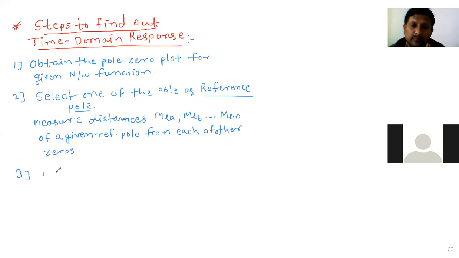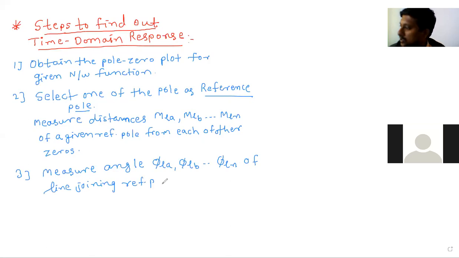Third point, measure angles phi LA, phi LB up to phi LN of the line joining the reference pole to each zero. जसं तुम्ही डिस्टन्स काढलं तसं अँगल काढायचे. अँगल कोणामधला, प्रत्येक झिरो टू त्या रेफरन्स पोल मधला अँगल. रेफरन्स पोल आणि झिरो कनेक्ट करायचं, लाईन कनेक्ट करायचं आणि त्यांचा अँगल तुम्हाला फाइंड आउट करायचं. दॅट कम्स अंडर पॉइंट नंबर 3 और स्टेप नंबर 3.